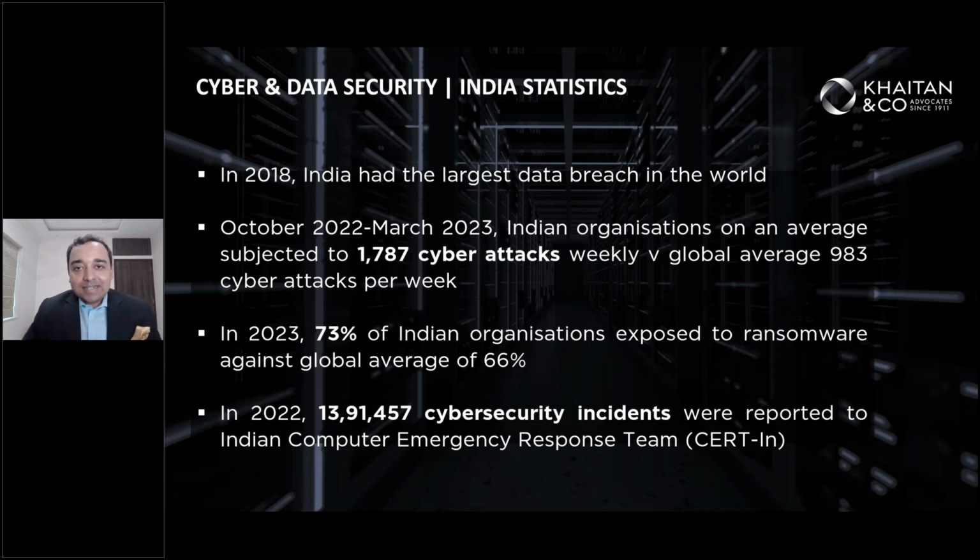Before we start, this is a snapshot of India statistics on where we look at India from a cyber and data security perspective. In 2018, India had one of the largest data breaches in the world. Between October 22 and March 23, Indian organizations were on average subjected to about 1,787 cyber attacks per week versus a global average of 983. So it's almost double, I would say. In 23, 73% of Indian organizations were exposed to ransomware as against the global average, and I can go on.